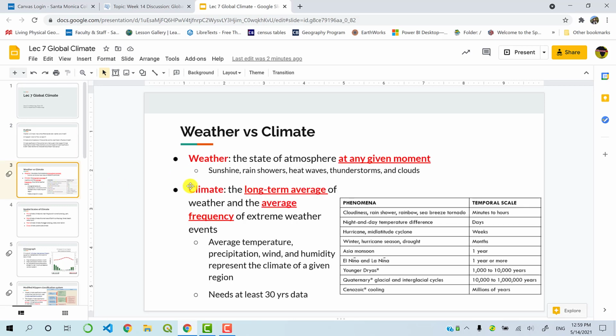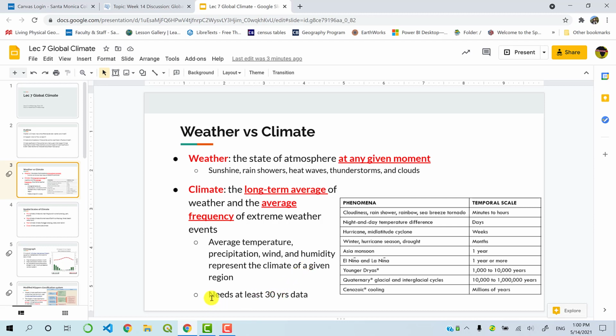Okay, so what's the difference? Well, actually very simple. Weather is the state of the atmosphere at any given moment. So we are talking about seconds, minutes, or at the longest maybe an hour. But climate is a long-term average of weather and the average frequency of extreme weather events. So we are talking about years. We're talking about average temperature, precipitation, wind, and humidity representing the climate of a given region.